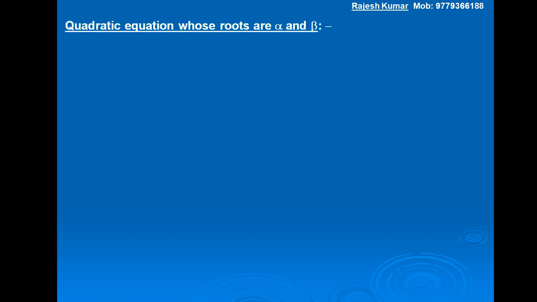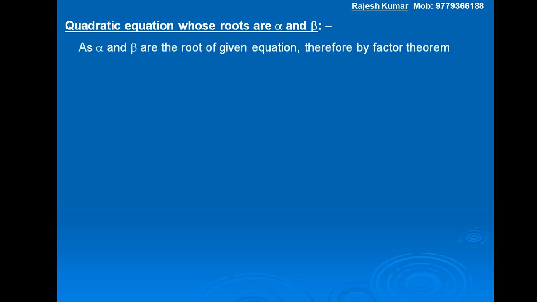Now, the quadratic equation whose roots are alpha and beta. As alpha and beta are the roots of the given equation, therefore by factor theorem the required equation is (x minus alpha)(x minus beta) is equal to 0. Now opening the bracket we get x square minus alpha x minus beta x, minus into minus becomes plus, alpha into beta is equal to 0.